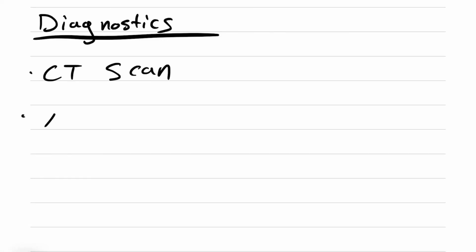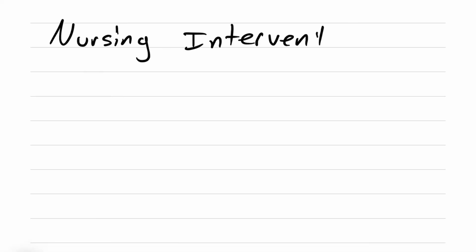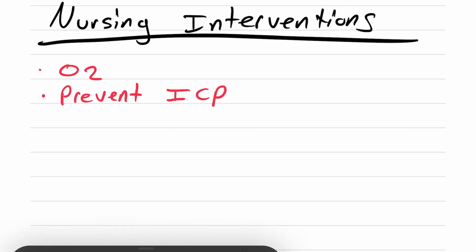The main diagnostics used after a head injury is primarily going to be CT scan, but MRIs, lumbar punctures, and cerebral angiography can also be used. The main nursing interventions for head injury is really all surrounded around preventing intracranial pressure.